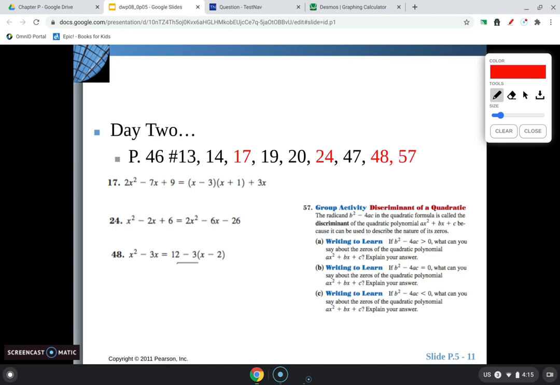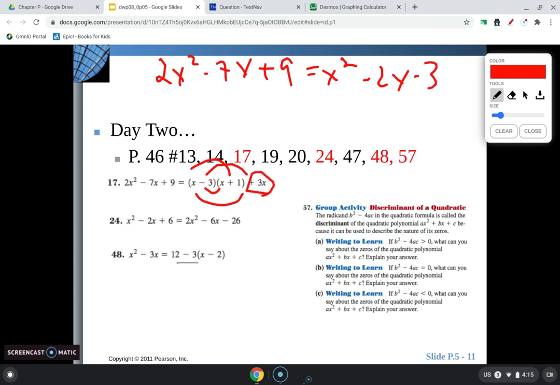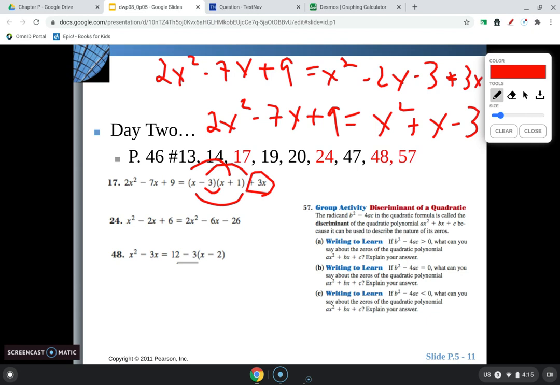We want to set this equal to 0, so I'm going to have to do a little bit of work here. So we got 2x squared minus 7x plus 9 equals. I got to FOIL here first, so x times x is x squared. Minus 3x plus x is minus 2x. Minus 3 last times last, and then don't forget this plus 3x here. Okay? So now we have 2x squared minus 7x plus 9 equals x squared minus 2x plus 3x is plus x minus 3.